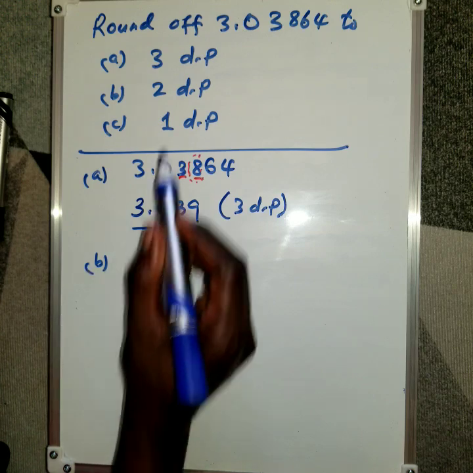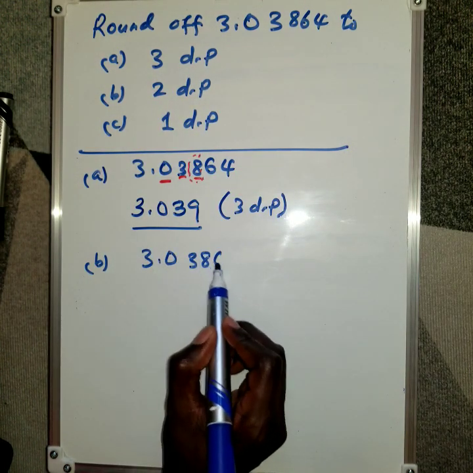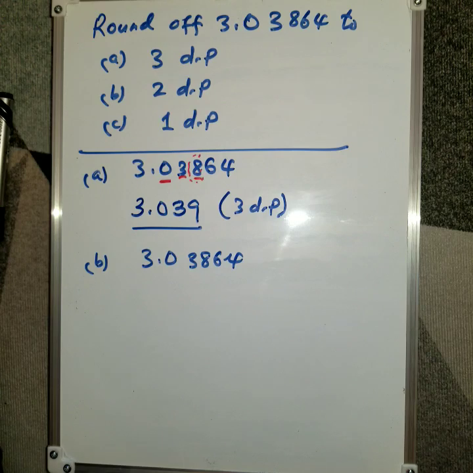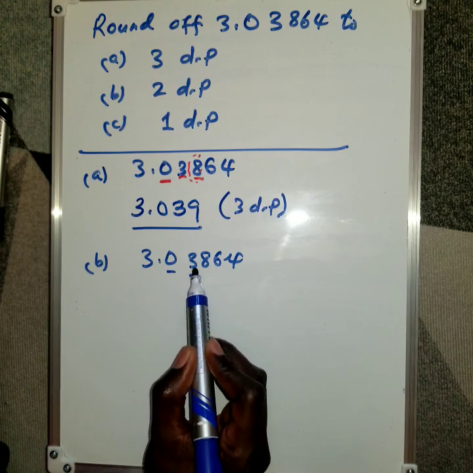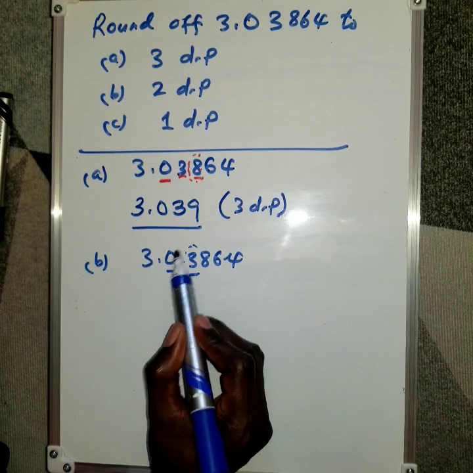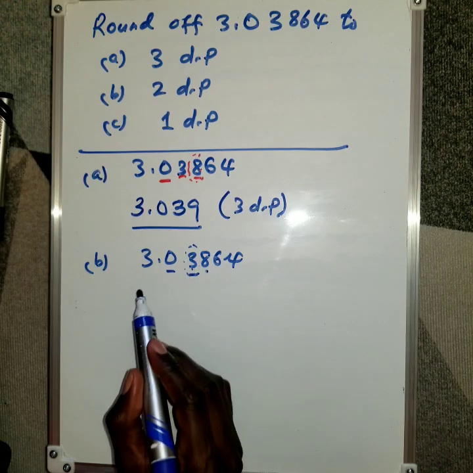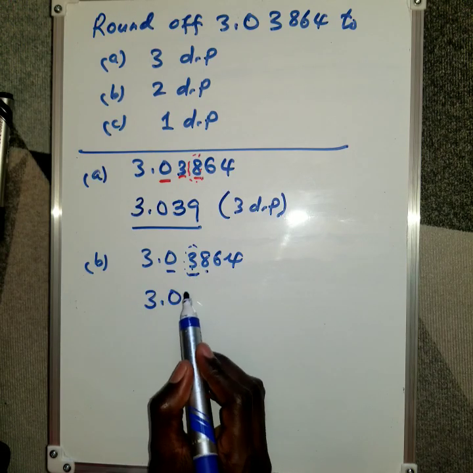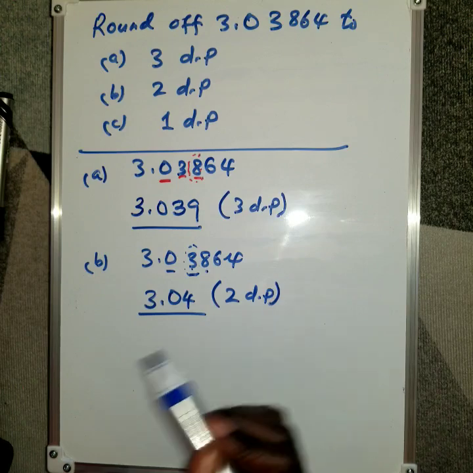The B part says round off to 2 decimal places. So the same number, they want us now to round off to 2 decimal places. So you count 1, 2, meaning you want to end here. But look at the next number. Is it 5 and above? The answer is yes, meaning this number will change and it will be 3.04. So I've rounded off to 2 decimal places.